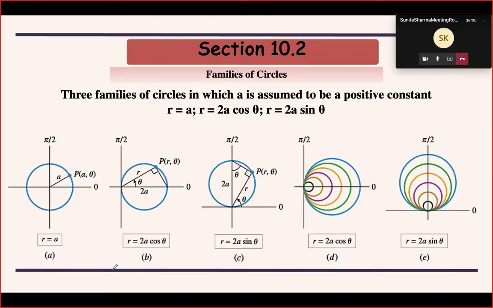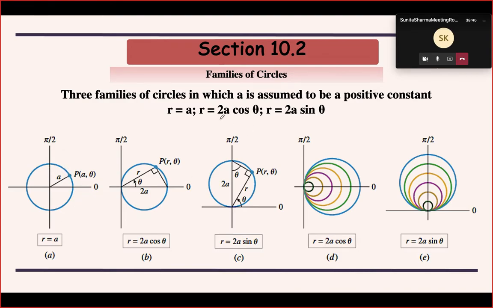So these are the various types of circle equations which we can get. One is r equals a. This is the first type which we have seen earlier also: when you take r equals a and have no restriction on theta, you get one full circle whose center is at the pole, radius is a units. Any point on this circle has its r coordinate, the radial coordinate, always equal to a. So this is one type of circle which you can have.